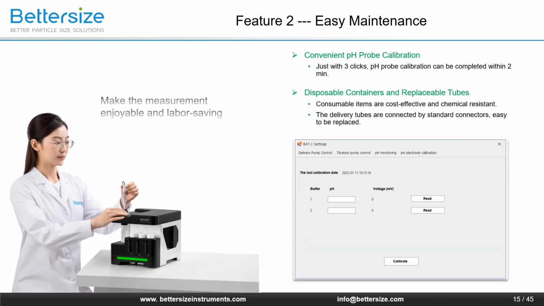Feature 2. Easy maintenance. The maintenance of the BAT-1 Autotitrator is very convenient. It only takes around 2 minutes to calibrate the pH probe with 3 clicks. In the non-test state, the BAT-1 can still be controlled manually by the software to empty and clean the pipeline. The cleaning work won't take more than 5 minutes. Operators don't need to wash a bunch of beakers. The operation becomes very simple.